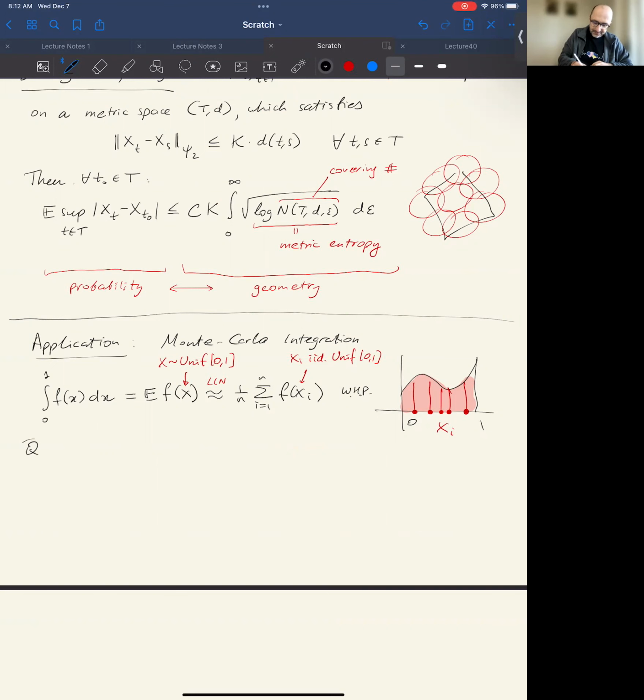Now, question. Can we use one sample, the same sample, to integrate all functions, any functions you like? Think about it like this. Can we just take the sample once and forever, fix it, let's say put it in the hardware of the computer, and then the computer can integrate any function from the same sample? Or do you think not?